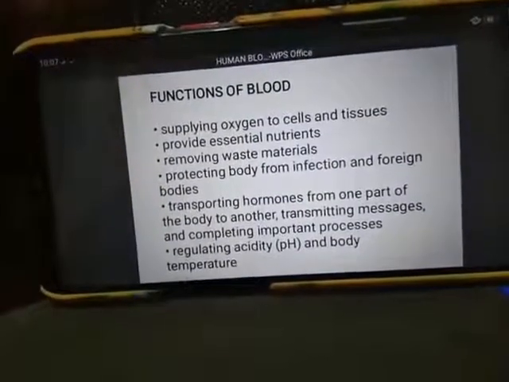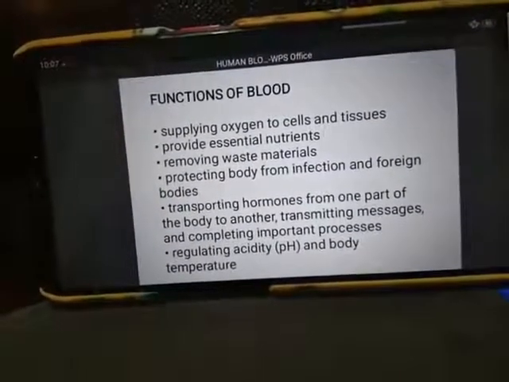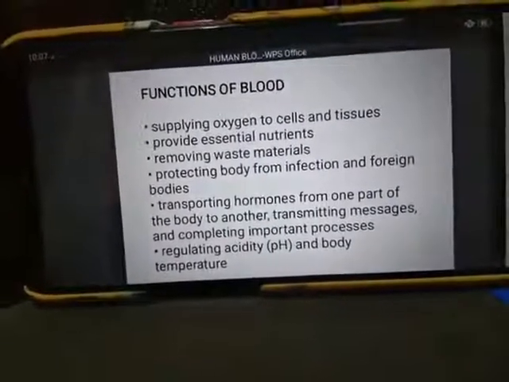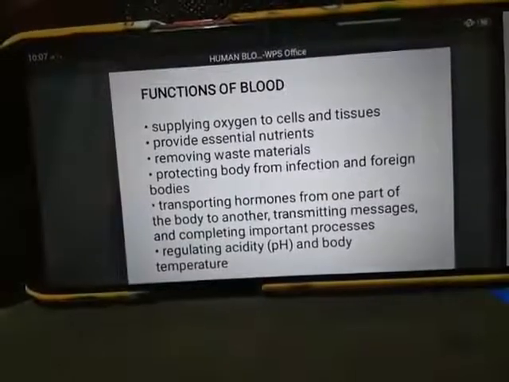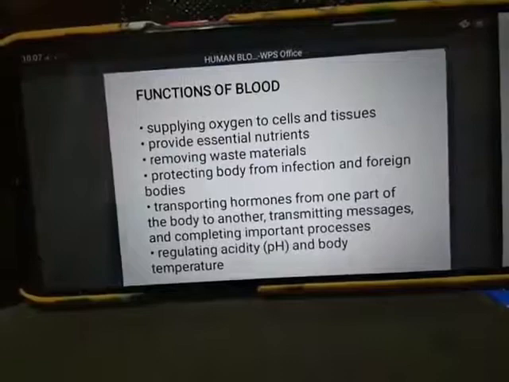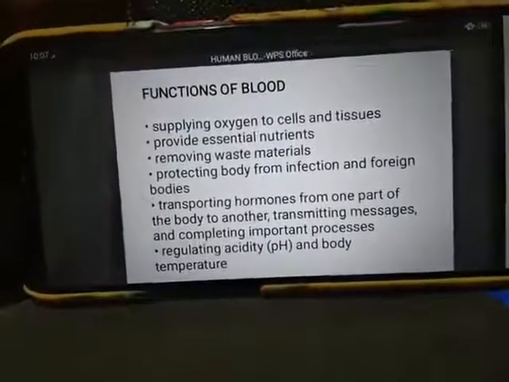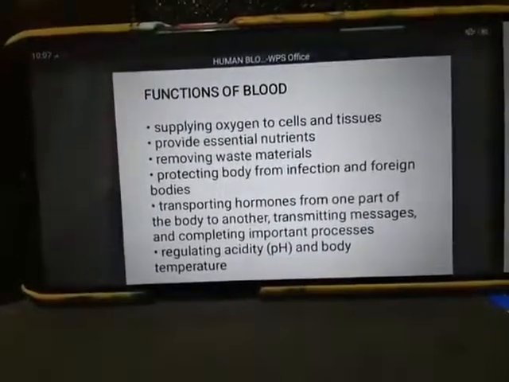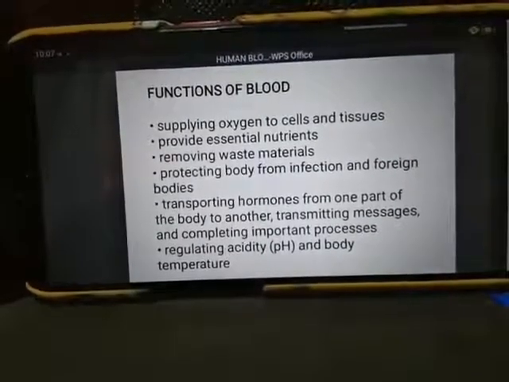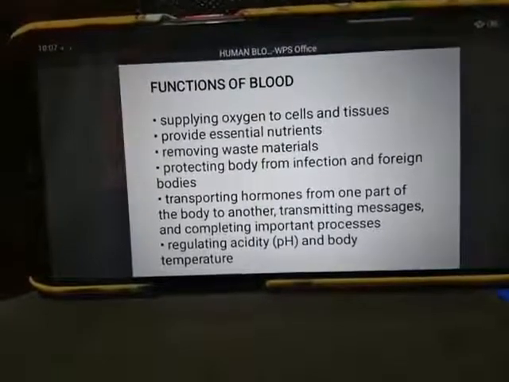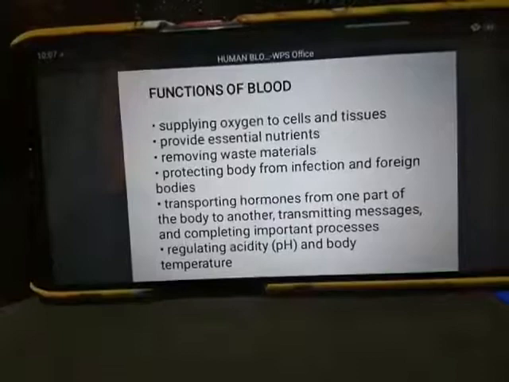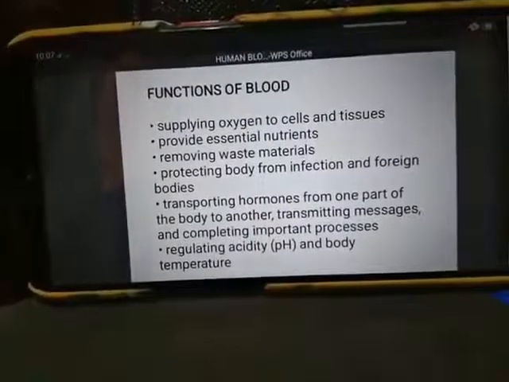Next is the functions of blood. Blood supplies oxygen to cells and tissues. It provides essential nutrients like amino acids, fatty acids, and glucose. It removes waste materials like carbon dioxide, urea, and lactic acid. It protects the body from infection and foreign bodies. It transports hormones from one part of the body to another, transmitting messages and completing important processes, regulating acidity or pH and the body temperature.